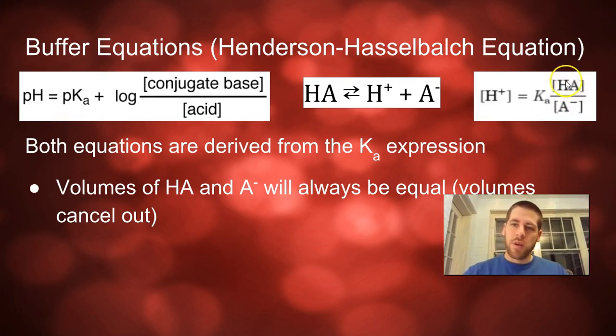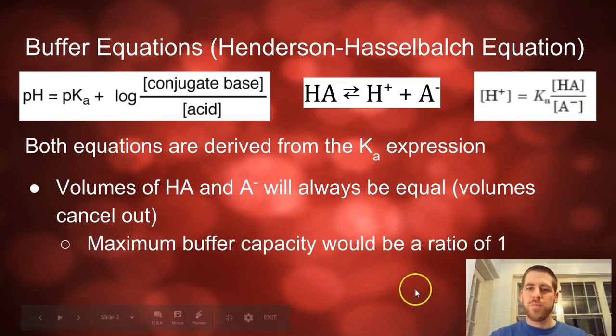And so if you think about the units on this, this would be moles per liter and this would be moles per liter. The liters is actually going to cancel out. So you can do moles and moles. It actually doesn't matter what the volume is. The best buffers have a ratio of the acid to base as close to 1 as possible. That maximizes the buffer capacity.